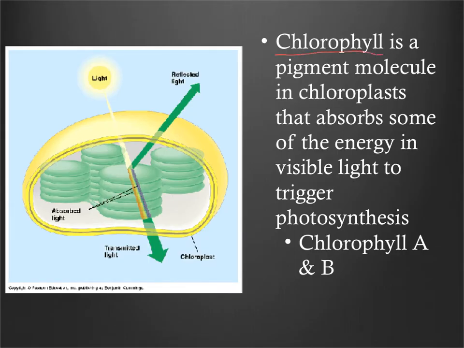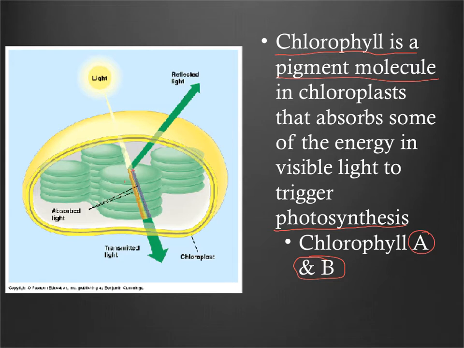Chlorophyll is a pigment molecule in the organelle within plant cells called the chloroplast, that absorbs some of the energy in the visible light spectrum to trigger photosynthesis. And there are two types of chlorophyll, A and B. They both absorb wavelengths of light, but in slightly different wavelengths for different colors. So as you can see, it's absorbing in certain colors.